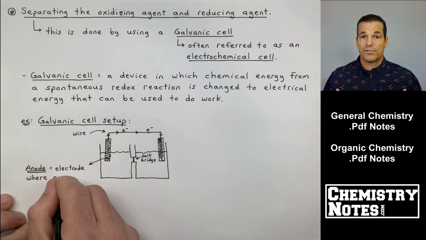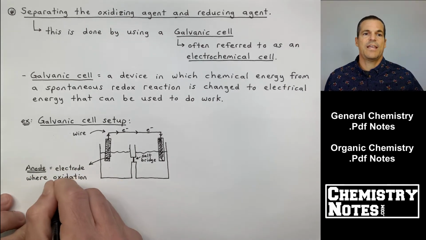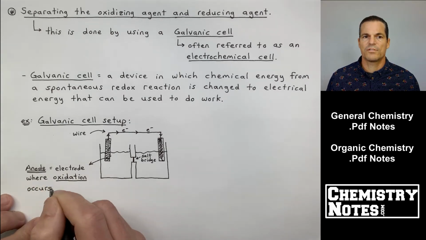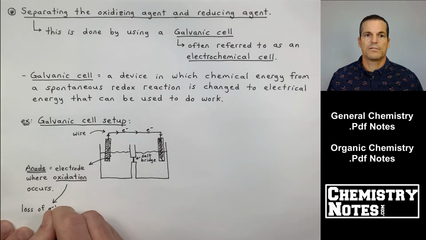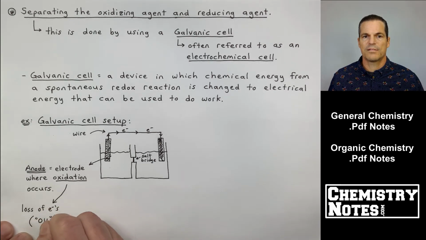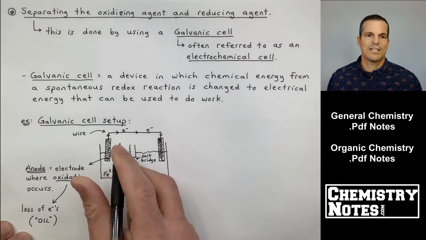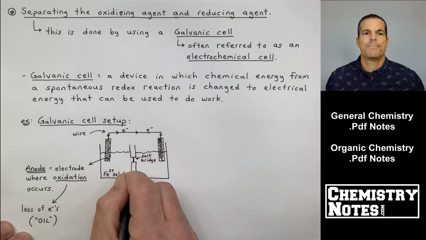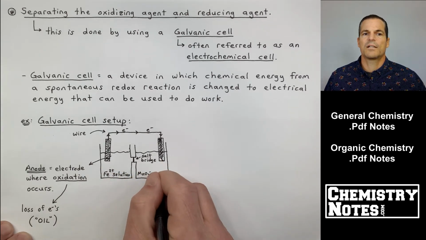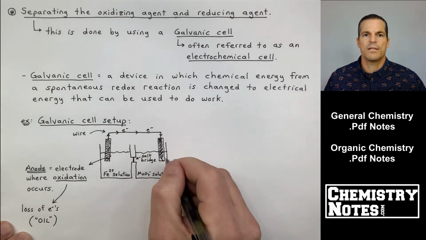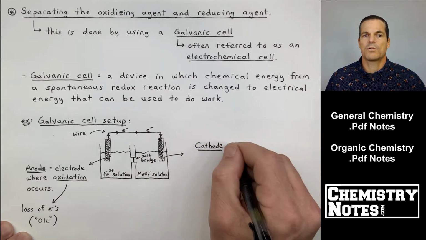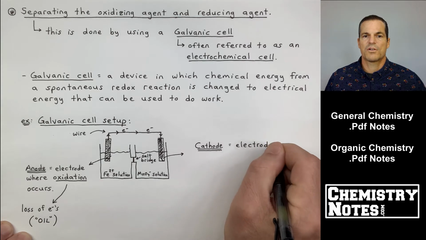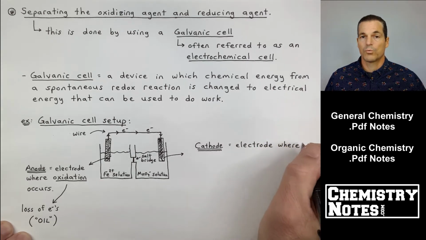And I always draw my anode on the left. Anode is where oxidation occurs. And then I always draw my cathode on the right. So the right-hand compartment is the cathode, and the left-hand compartment is my anode. The anode is the electrode where oxidation occurs, OIL, right? And then the cathode is the electrode where the reduction occurs, and we use the phrase RIG, reduction is gain.